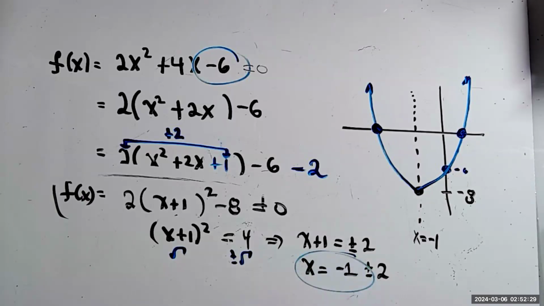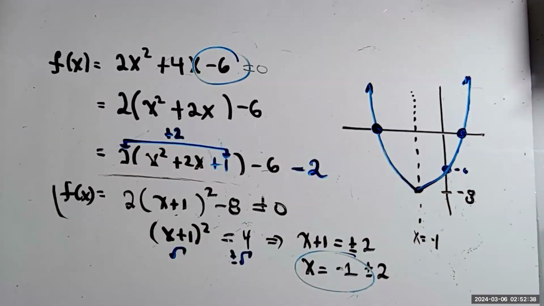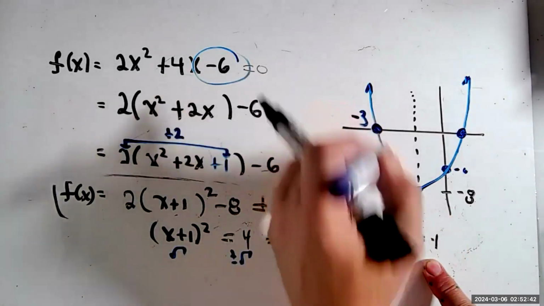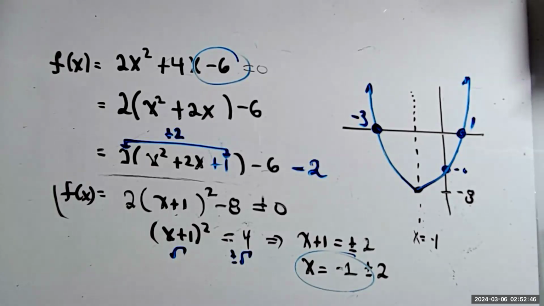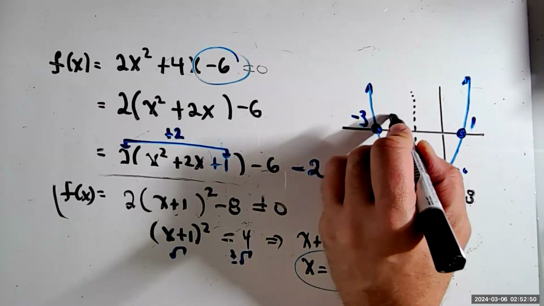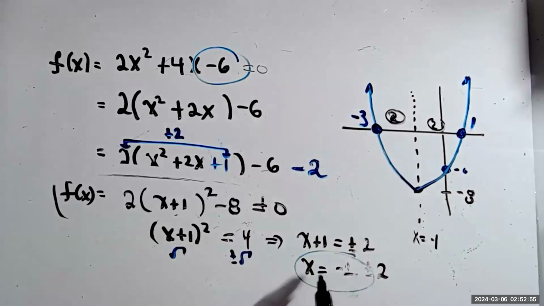This is your axis of symmetry, x equals negative 1. From negative 1, what do I do? I go 2 to the left and 2 to the right. It's symmetric, so it has to be the same distance. So negative 1 minus 2 is negative 3, and negative 1 plus 2 is 1. Okay, so that's it. So this delta will be 2, plus or minus 2.